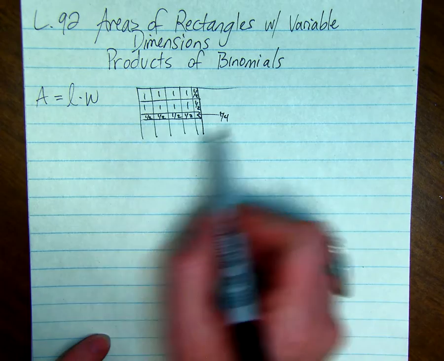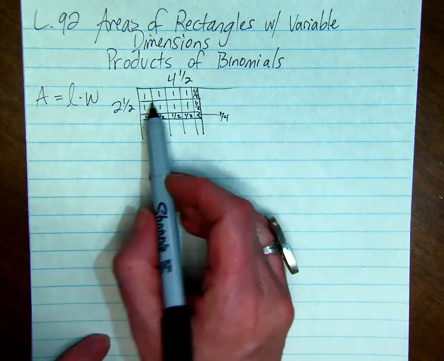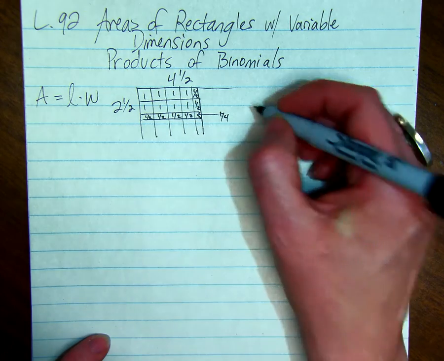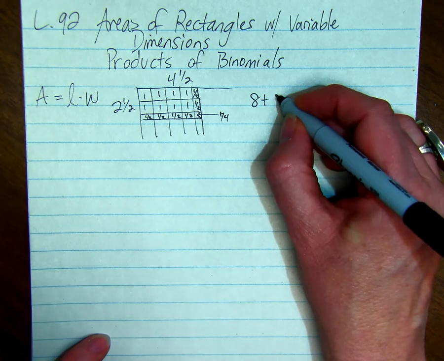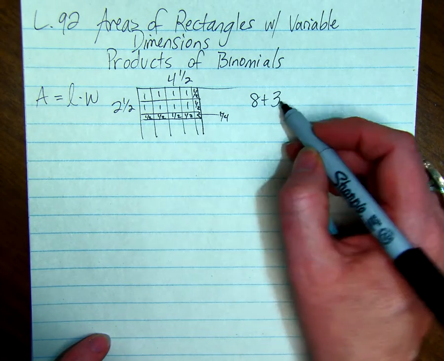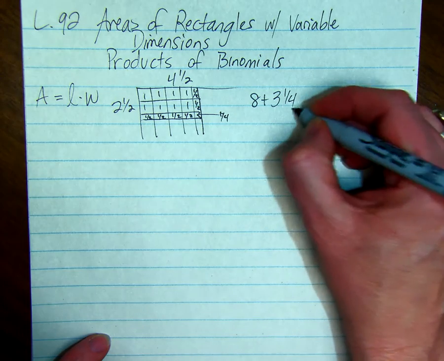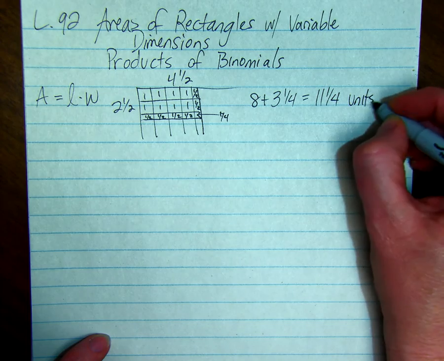If we were to add all of those up, so this is a 2.5 by 4.5, we have 8 full squares, plus we have 6 halves, which is 3 total, and then 1/4. So the area is 11 1/4 units squared.